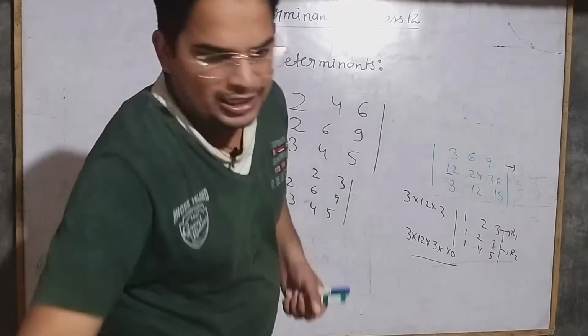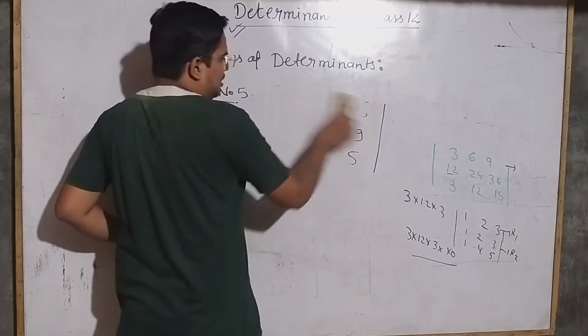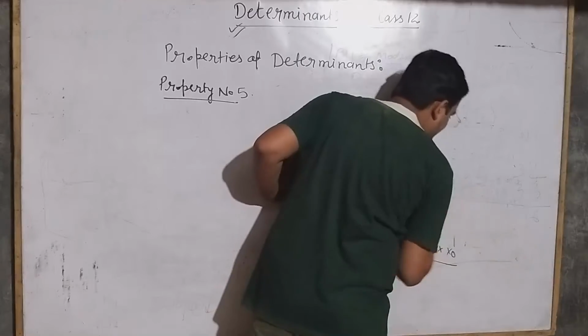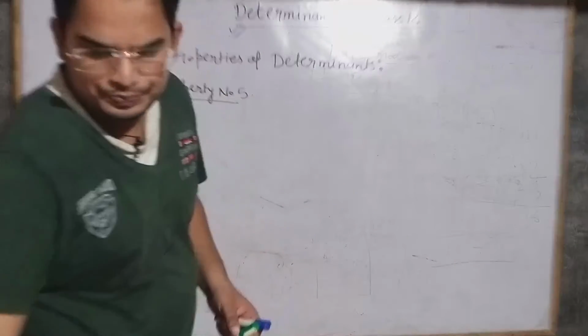Okay, fine. Let's see the next property. Property number 6. What is property number 6? This is a very good property. This is one of the very best properties. We use it very often. Let me tell you how to do it.